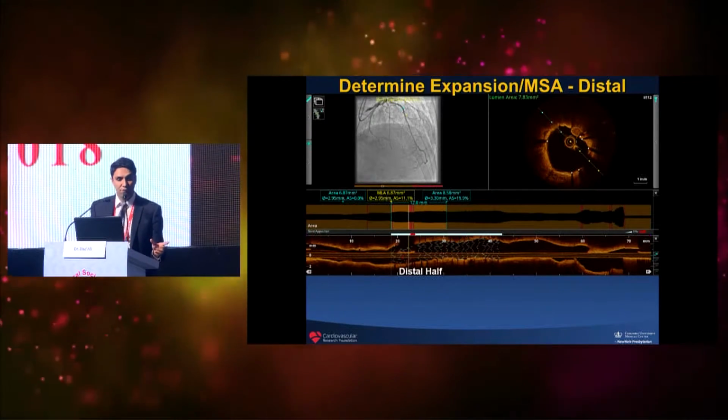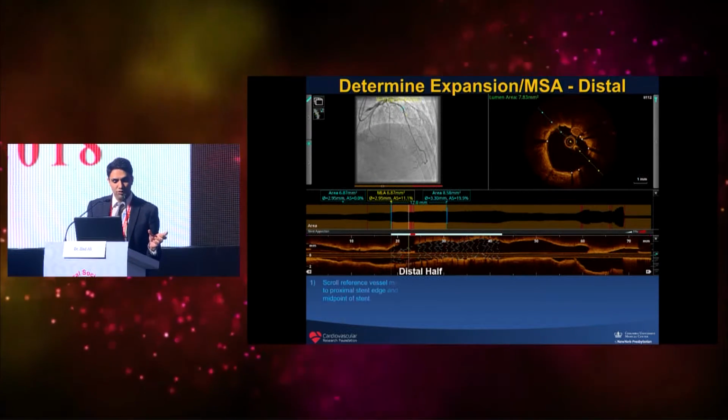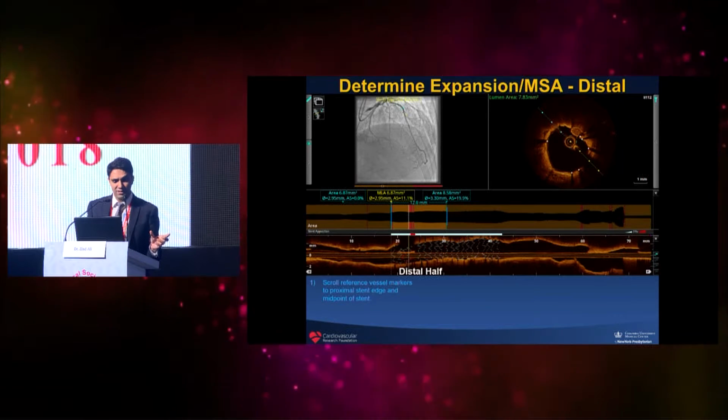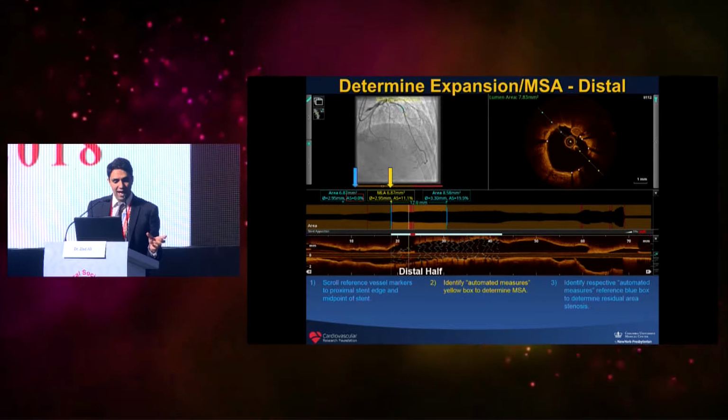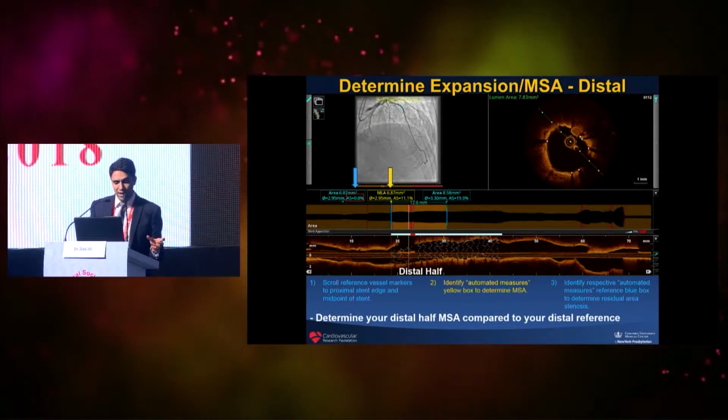The same thing is performed in the distal half of the stent. The markers are moved to the middle and distal end of the stent. The minimal stent area is automatically identified, and as a result, you can see the stent is fully expanded.